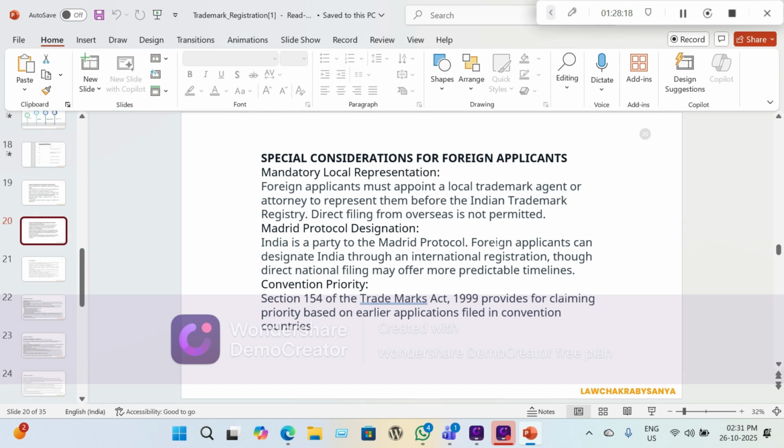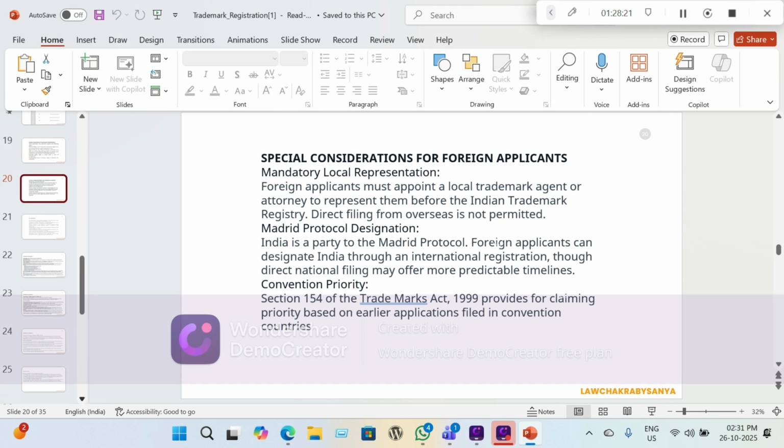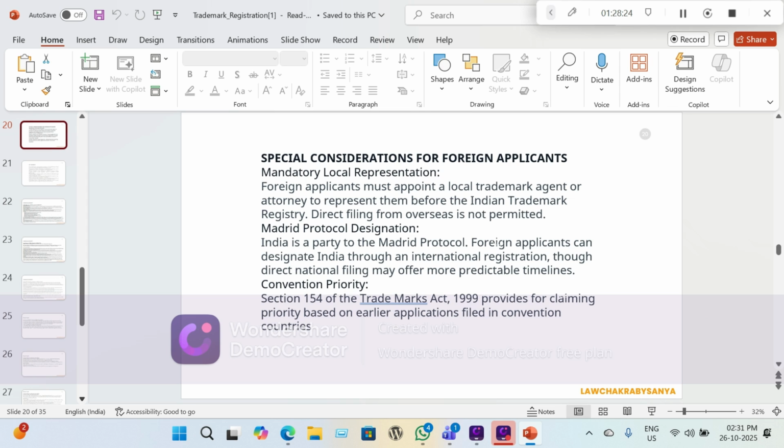Then Madrid Protocol designation. I will not go into the history of why it is called Madrid Protocol and everything. You can study that on your own. But you have to understand that there is a Madrid application also that gets filed. So India is a party of the Madrid Protocol, and foreign applicants can designate India through an international registration, though direct national filing may offer more predictable timelines. So they can apply through Madrid Protocol also. Once you get a comprehensive e-filing login credentials, you'll see there is a portal for Madrid applications also, where you can do international filing.